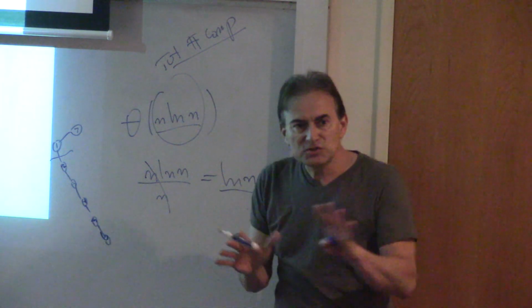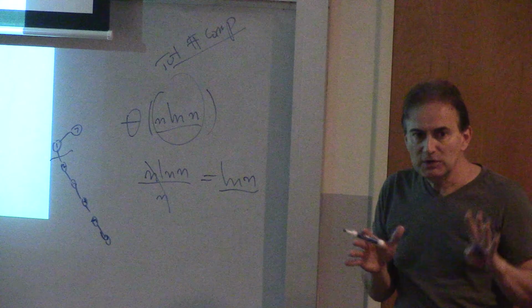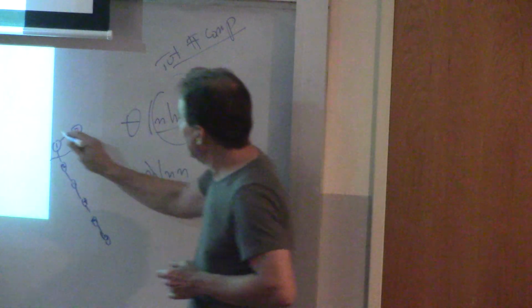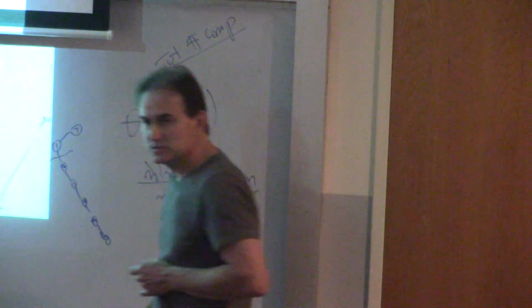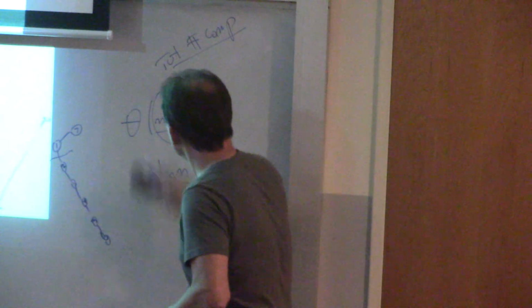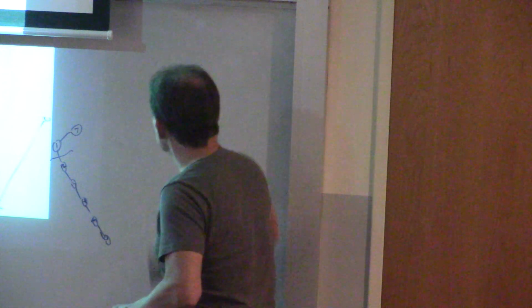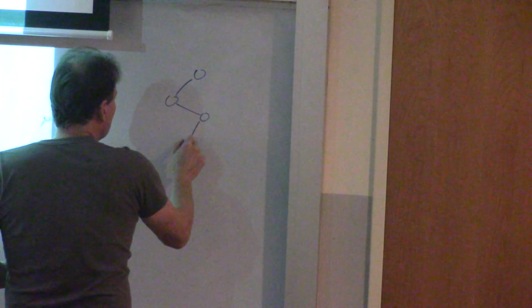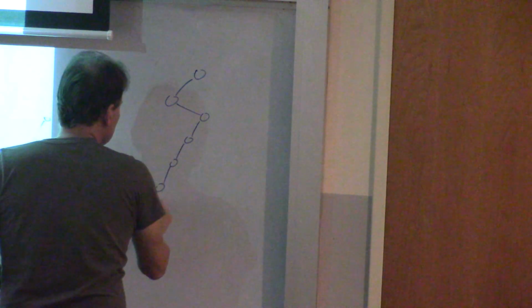So it appears that this skew shape has a unique sequence. Okay? We also know that this is a unique sequence. Let's try a different one, shall we? So let's try this one. 1, 2, 3, 4, 5, 6, 7.